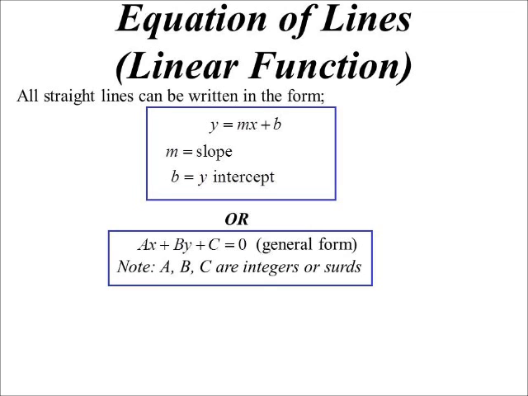Often people say A, B, and C have to be integers. Well, that's not true. Because what happens if the coefficient is the square root of 2? You can't make it an integer, can you? So that's why I've added in there surds, or something like that.